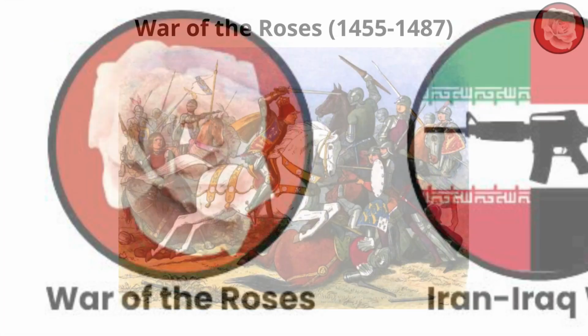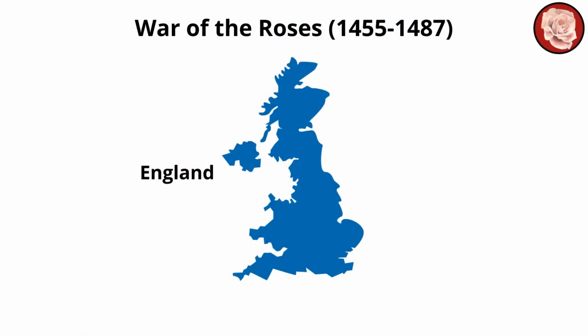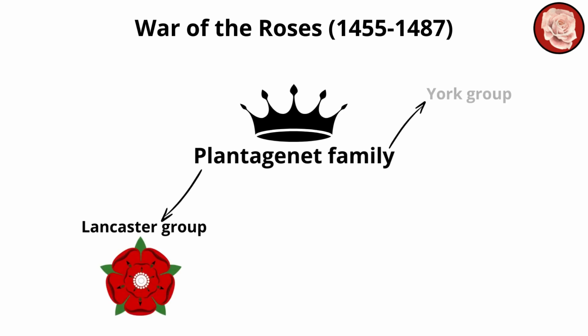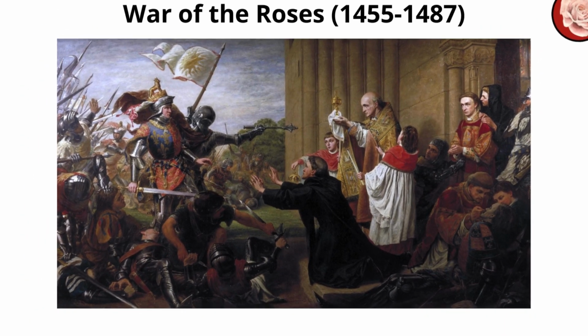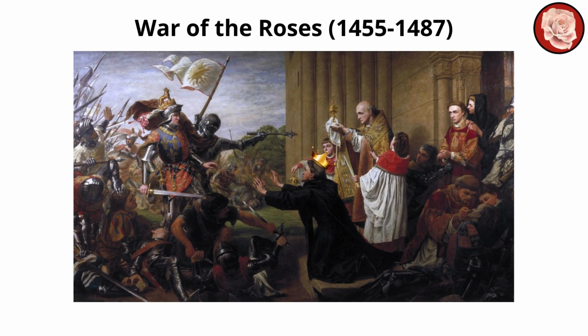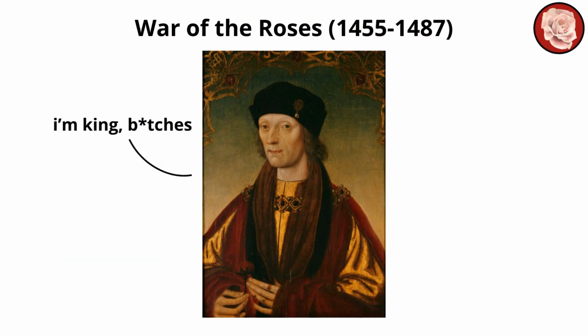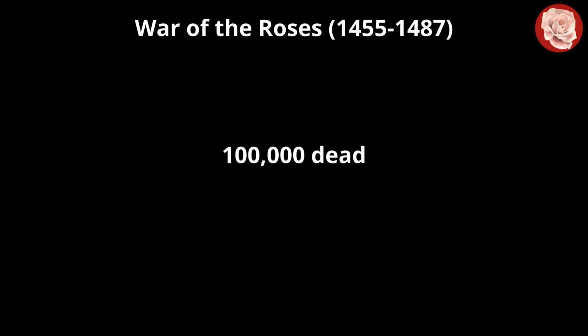War of the Roses. This was a series of civil wars fought in England. It was primarily a domestic conflict between two rival branches of the royal house of Plantagenet, the House of Lancaster, symbolized by a red rose, and the House of York, symbolized by a white rose. The wars were fueled by disputes over the throne and claims to legitimacy. The conflict ended with the victory of Henry Tudor, representing the Lancastrian faction, at the Battle of Bosworth Field. He became King Henry VII. Over 100,000 people died as a result of this war.